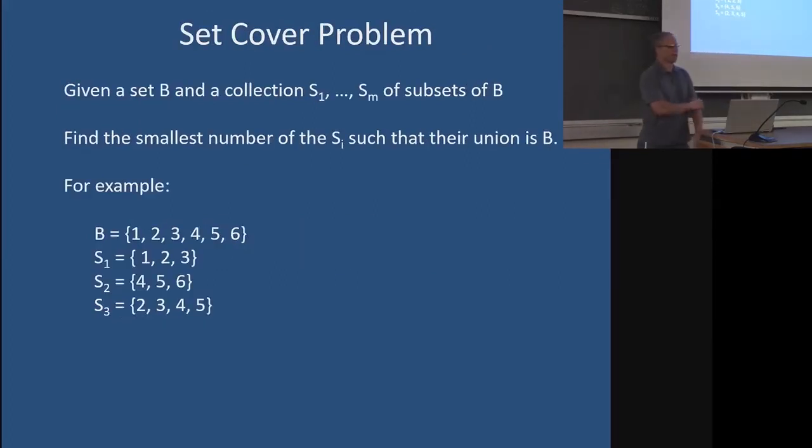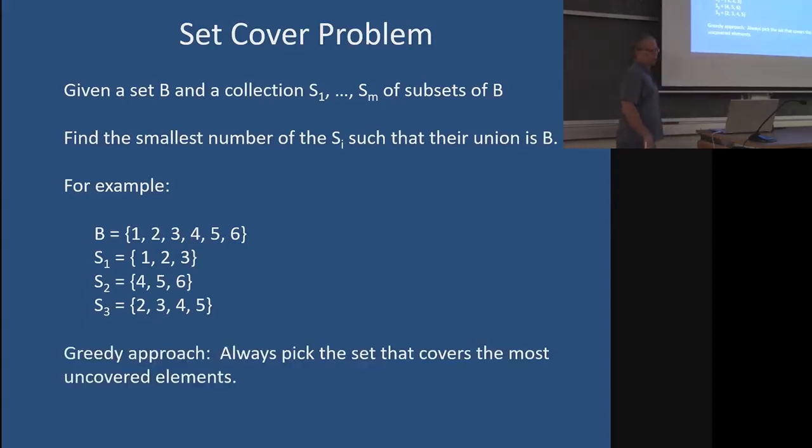So here's the set cover problem. You're given a set and a collection of subsets. For example, here's the set, and these are the 3 subsets. Your job is to find the smallest collection of subsets whose union equals the set. So what's the solution here? What's the smallest collection of subsets that covers the set? S1 and S2. Yeah, you take S1 and S2 together, that'll give you B. Easy to solve in this case, but it's an NP-complete problem.